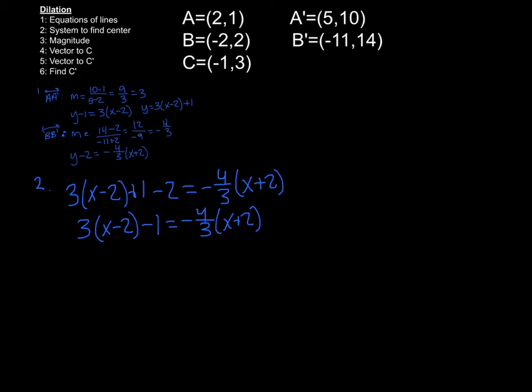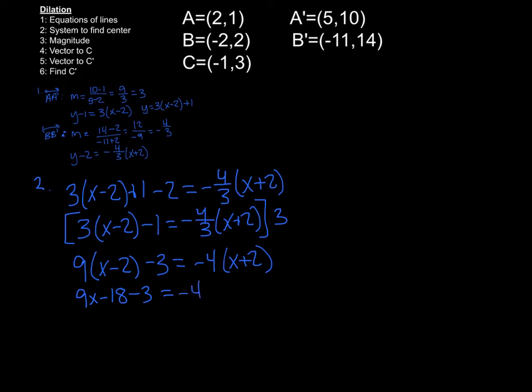And what I like to do here is to get rid of the fractions. So what I'm going to do is multiply everything by 3. And what that does is I get 9x minus 2 minus 3 is negative 4x plus 2. So I've lost the fraction there. I'm going to distribute: 9x minus 18 minus 3 is negative 4x minus 8. And then if I add my x's to the left side, I'm going to get 13x minus 21 is negative 8. So 13x is 13 and x is 1.